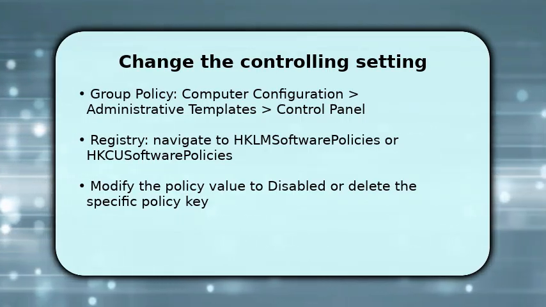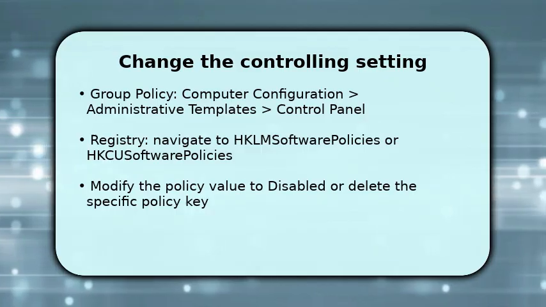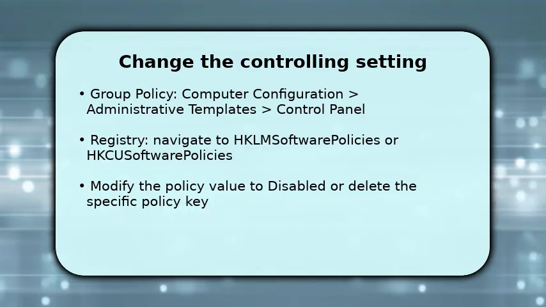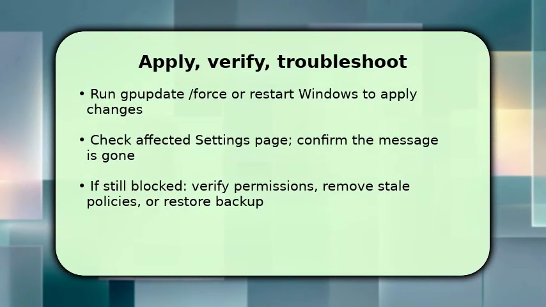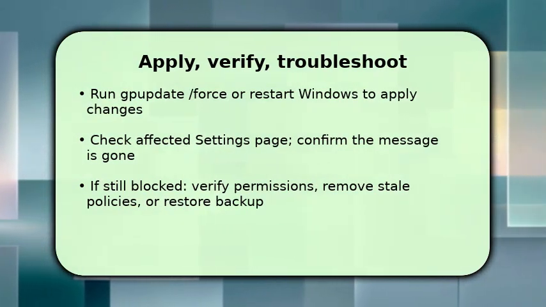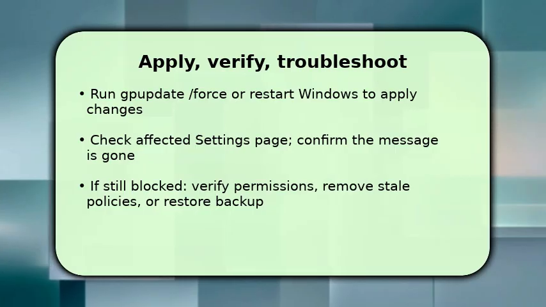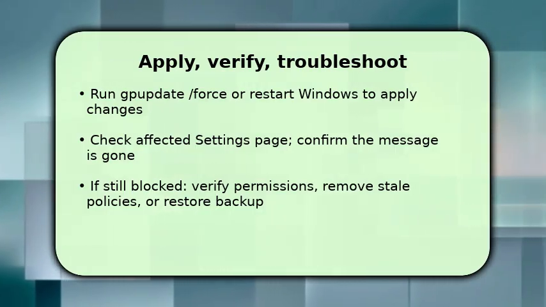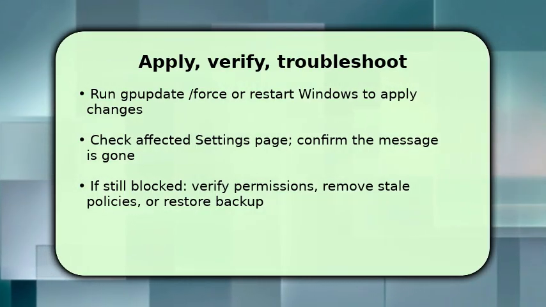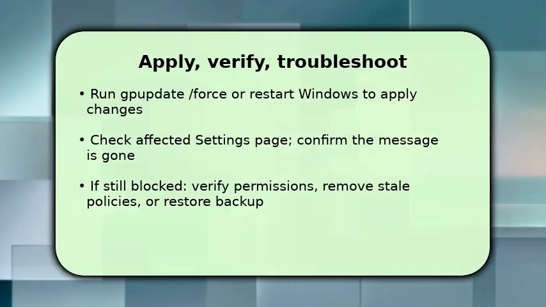After editing, save and prepare to apply changes so the system recognizes them. Once edits are complete, run gpupdate /force or simply restart Windows to apply the changes. That ensures group policy or the registry is reloaded. Then open the settings page to verify the message is gone.